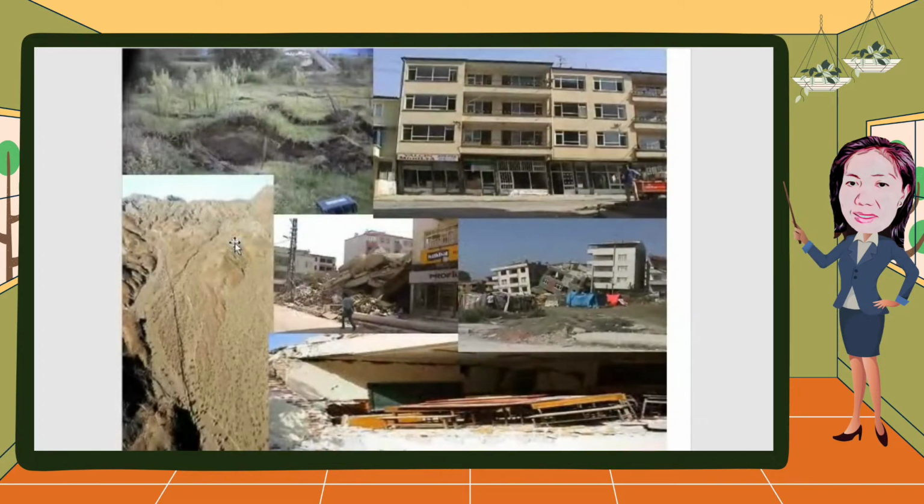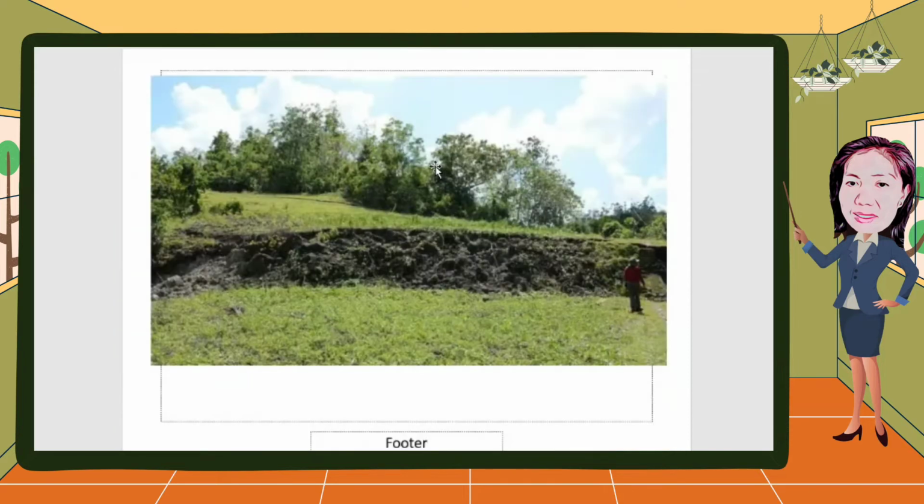How about this picture? This picture shows the effects or damage done by an earthquake. How about this picture? Have you seen this one in your surroundings, wherein one part is elevated and the other part sinks? Have you seen this type of earth surface? Opo, ma'am. Okay, so actually, this is an actual or concrete picture of a fault.